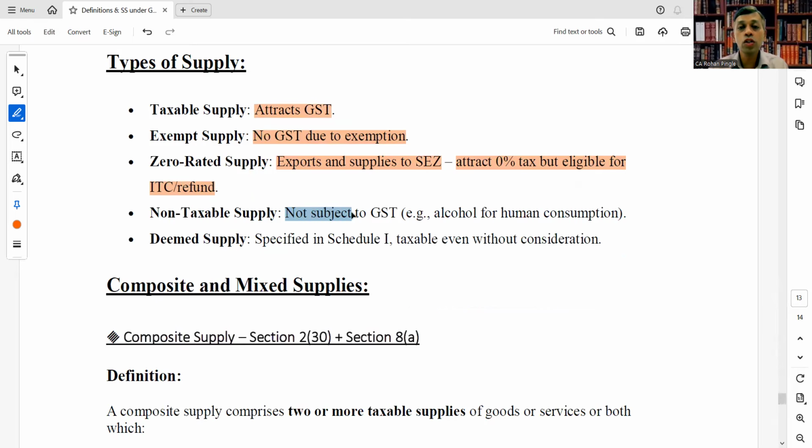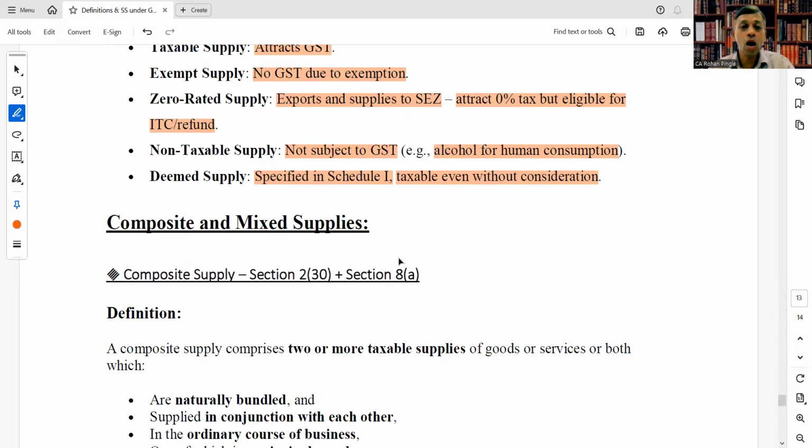Non-taxable supply is not subject to GST, that is alcohol for human consumption, which is non-taxable supply, not subject to GST. Deemed supply, specified in Schedule 1, means whatever activities are covered in Schedule 1 will be seen as deemed supply, taxable even without a consideration. No involvement of consideration.